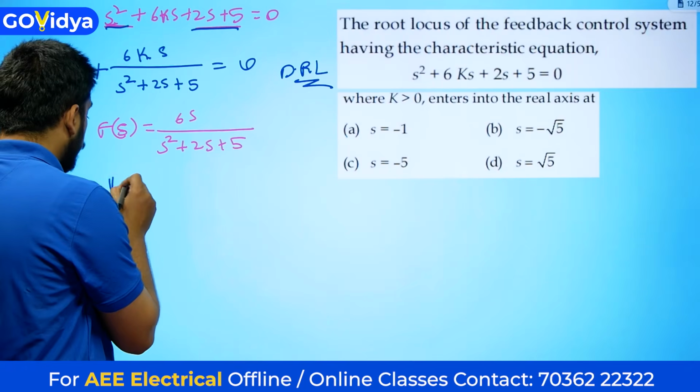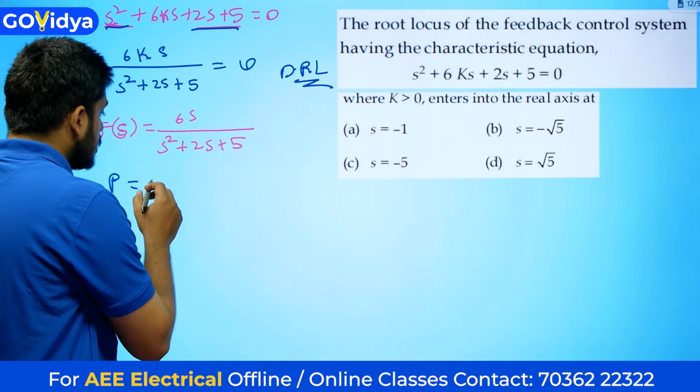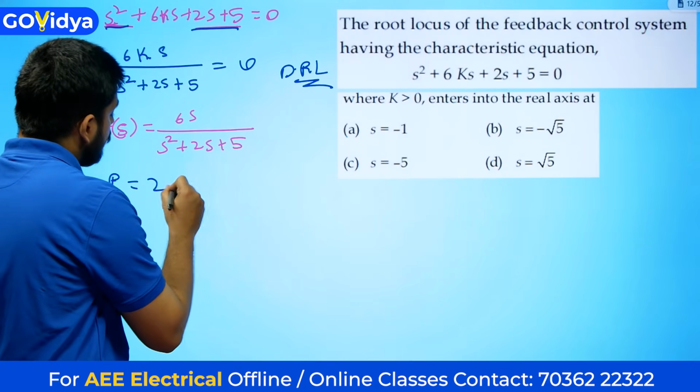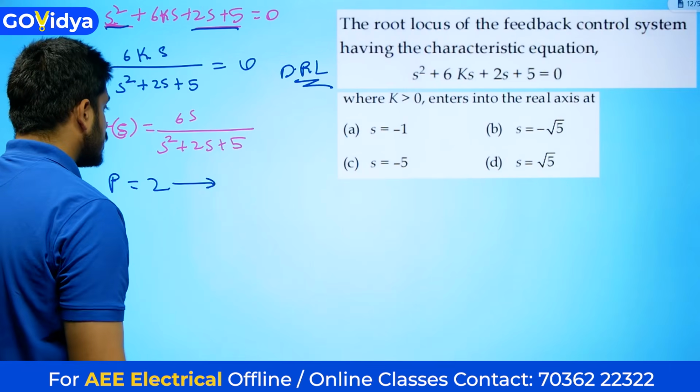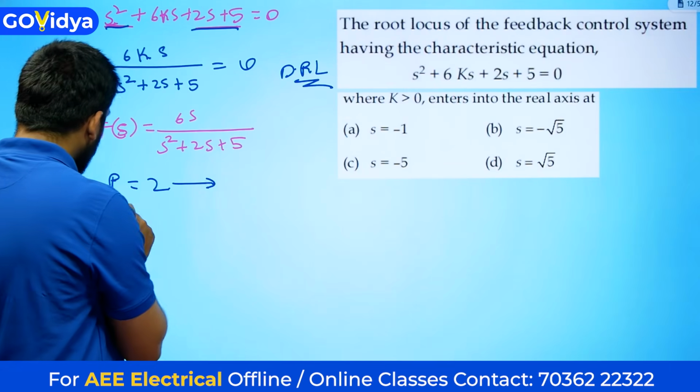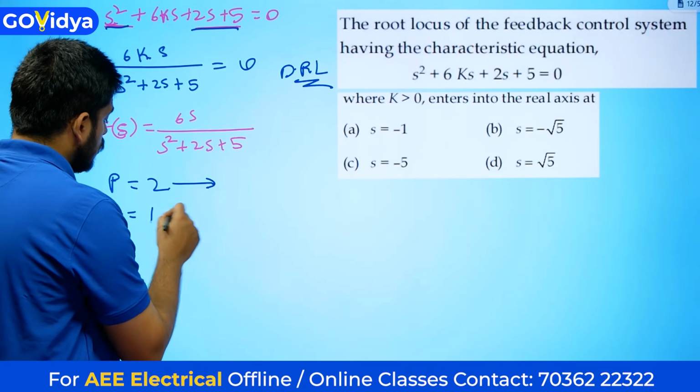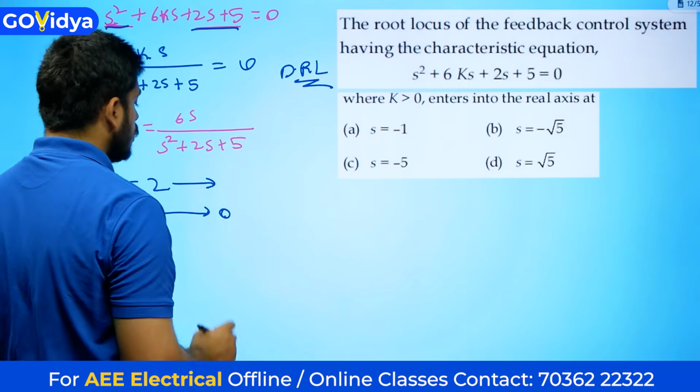So we need to find the poles. What are my poles here? How many poles would there be? 2 poles. What are they? We need to solve this equation. How many zeros are there? 1 zero. What is the value of the zero? 0.